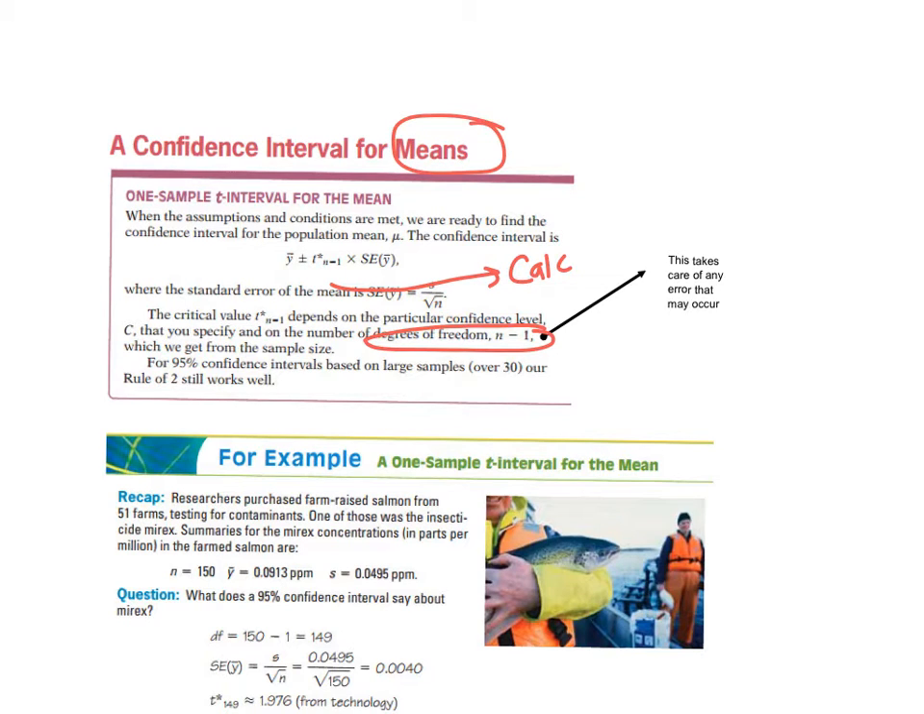So you're going to take your mean, which is usually given to you. You multiply your t-score, very similar to a z-value, and then you times that by your standard error. Your standard error is going to be your standard deviation, s over the square root of n. The difference here is that that's your sample standard deviation, so it's different than standard deviation from a population. The nice thing is that for 95% confidence, the rule of 2 still works. So what we're used to using for that is going to be the same, which is nice.